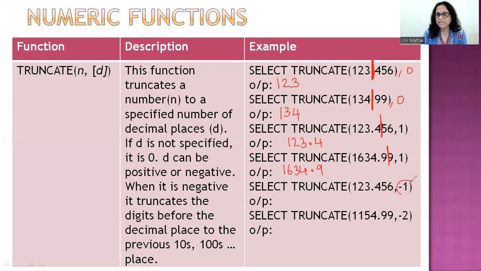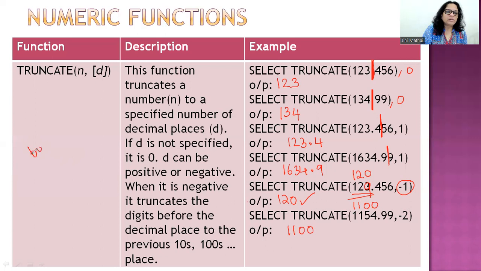Which means -1 means what is the tens place before this? 120. So you got 120. Even if it was 129, what would be the tens place before it? 120, and the answer would be 120. Now -2, which means hundreds place before. What is the hundreds place before this? 1100, so I get 1100.